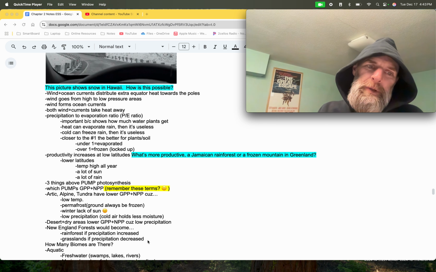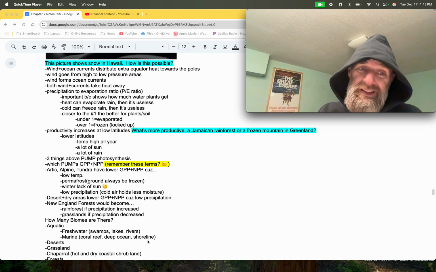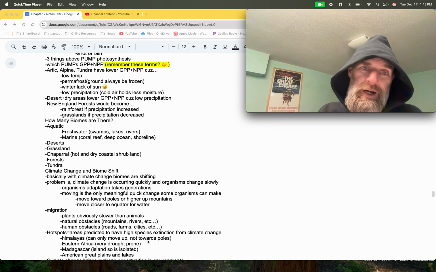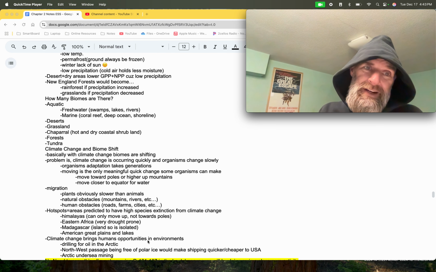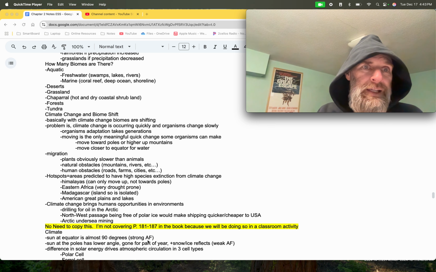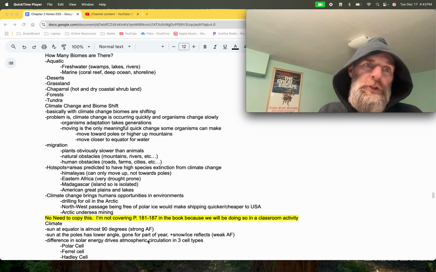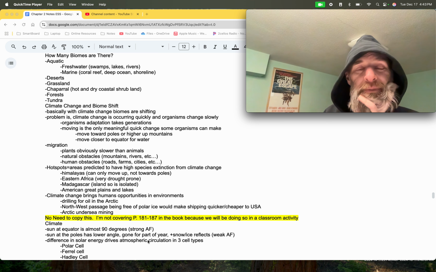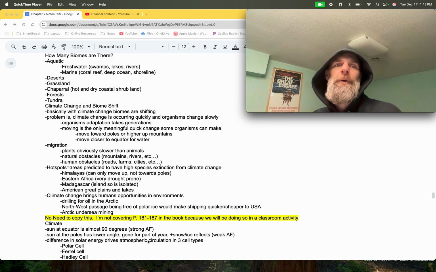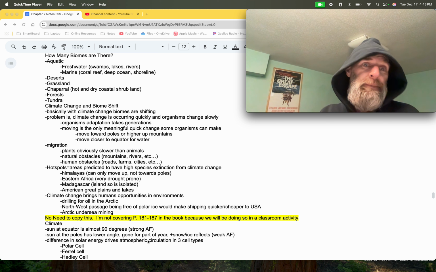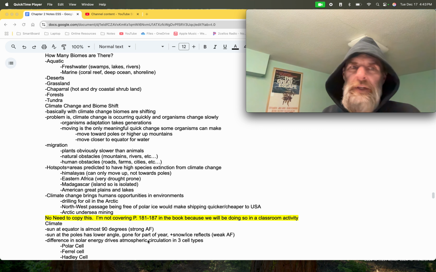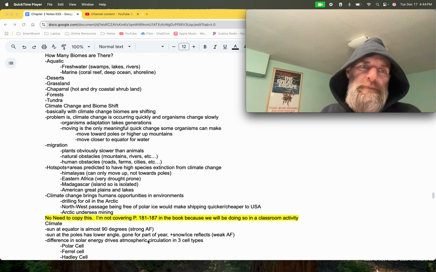So, how many biomes are there? Well, let's take a look. There's aquatic, freshwater, swamps, lakes, rivers, stuff like that. Then there's the marine, which is the coral reefs, deep ocean, shoreline. There's deserts. Yep. There's grassland, chaparral. I don't know if I'm pronouncing that right. Hot and dry coastal shrubland. I've seen this before. So, forest, tundra. Yep, those are two as well.